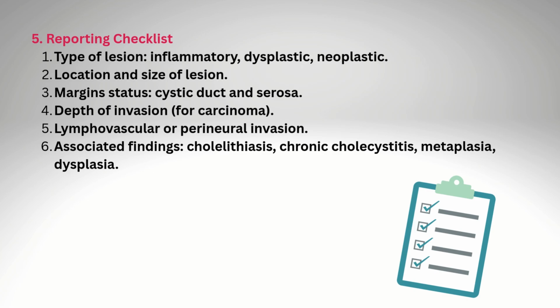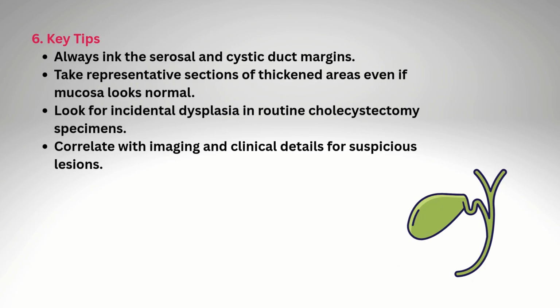So, a reporting checklist should include the type of the lesion, location and size of the lesion, status of margin, if any invasion is present, the depth of invasion, and presence of lymphovascular or perineural invasion on histopathology in cases of adenocarcinomas, etc. Key tips: always sample the serosal and cystic duct margins, because you never know when you will encounter an incidental carcinoma.